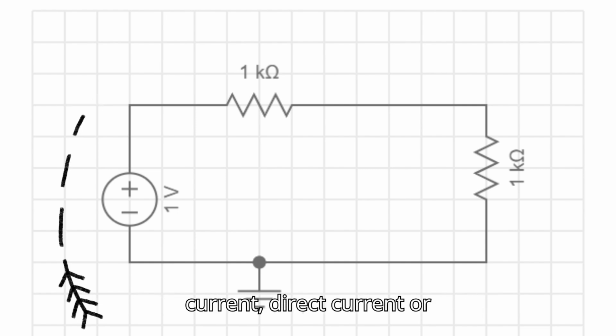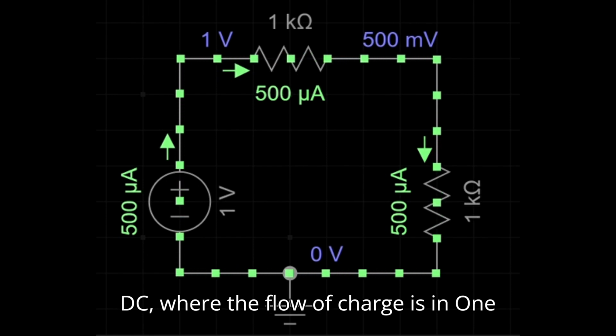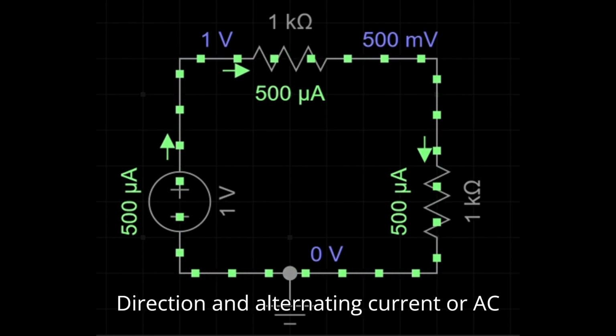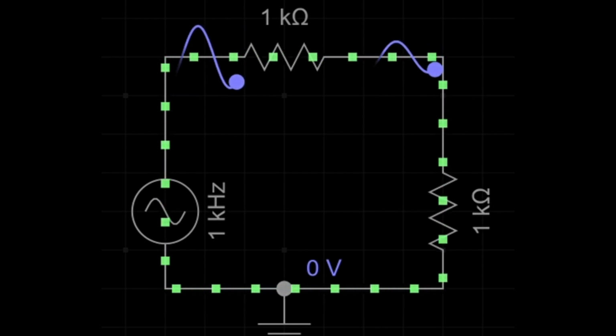There are two types of current: direct current or DC, where the flow of charge is in one direction, and alternating current or AC, where the flow changes direction periodically.